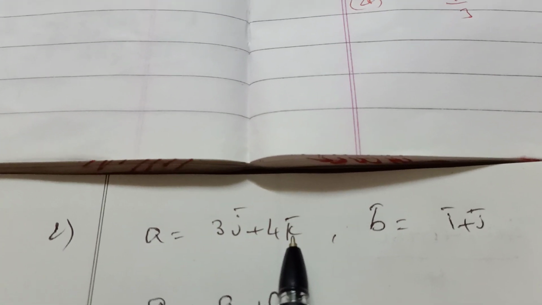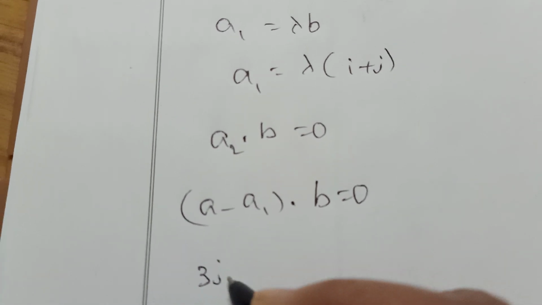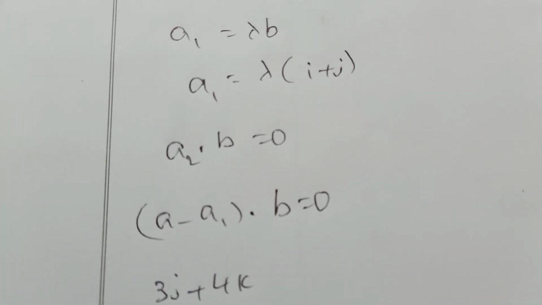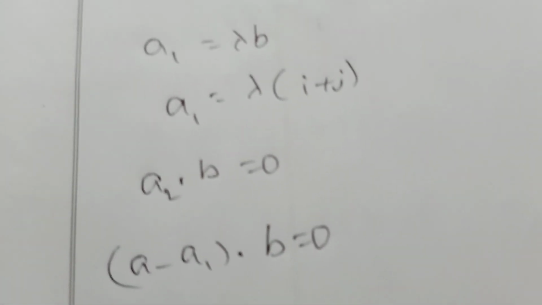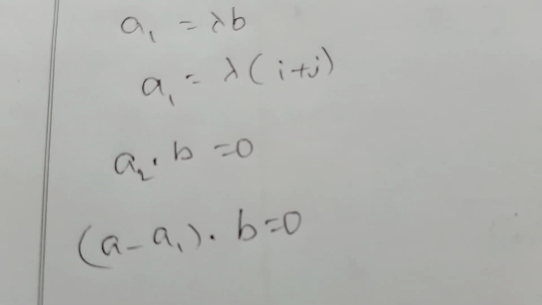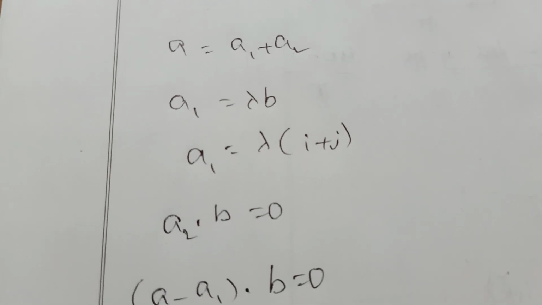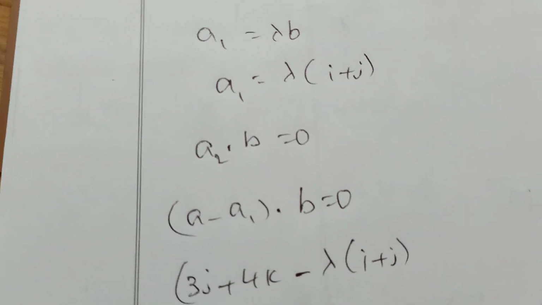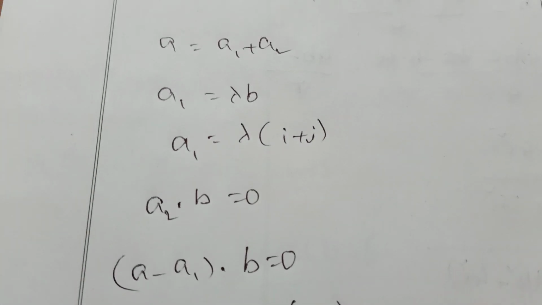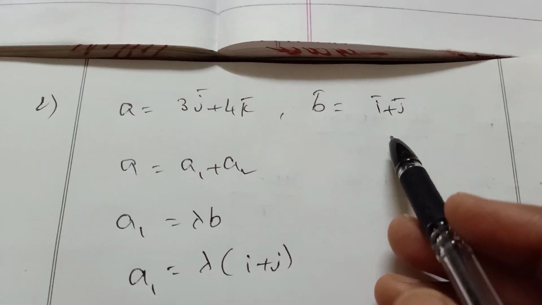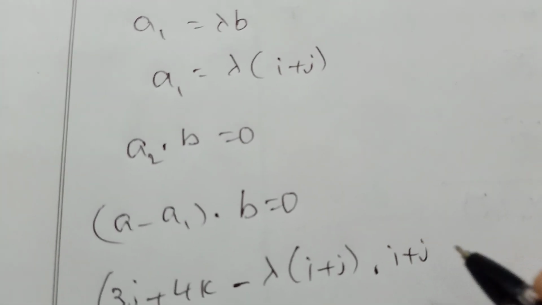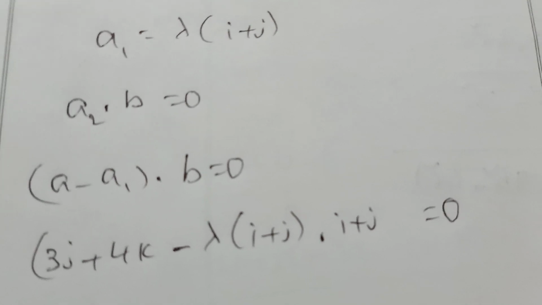Now, we know that A is given, 3J plus 4K, minus A1. A1 is what? Lambda into I plus J. This is A minus A1 dot B bar. What is B? B is I plus J. Then write I plus J equal to 0. Okay.